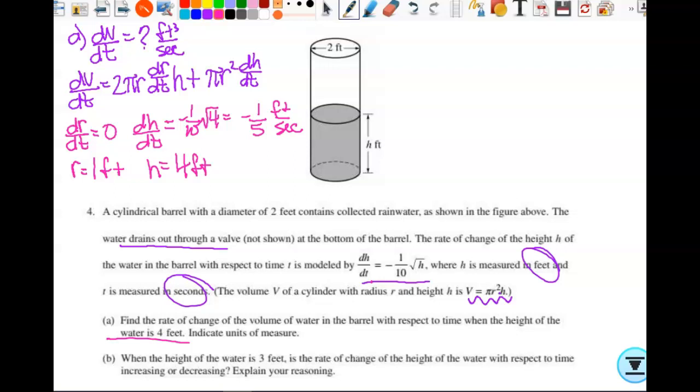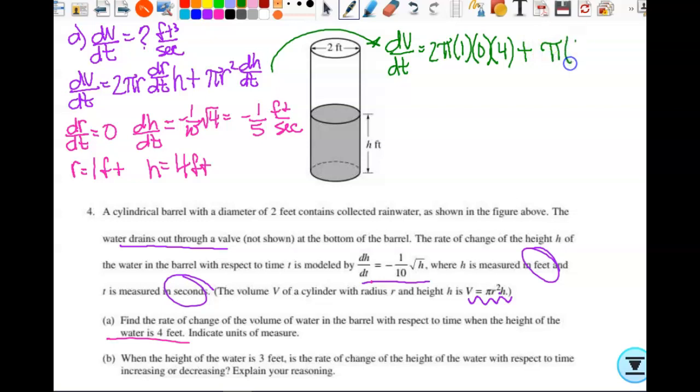All right, so now that I have all that, can I substitute it into this? We're going to talk about another way to look at this too, but why that might be a little dangerous sometimes. I'm going to move over here. So when I substitute this in, that means that dV/dt is equal to 2 times pi times the radius, which is 1, times dr/dt, which is 0, times the height, which is 4, plus pi times 1 squared times dH/dt, which is negative 1/5. Right? This 0 here zeroes out that whole term.